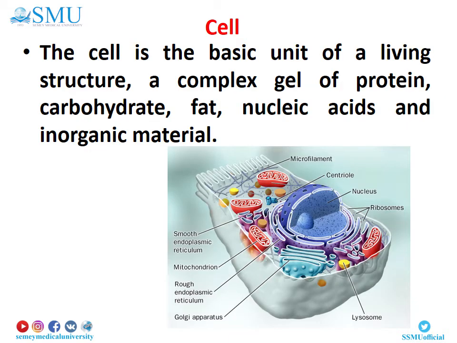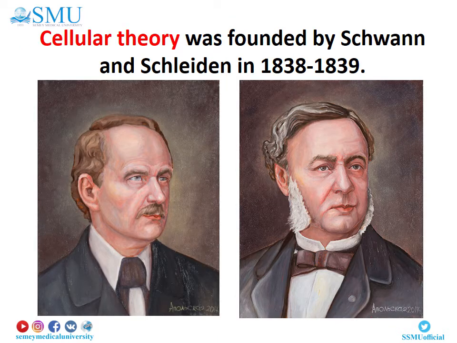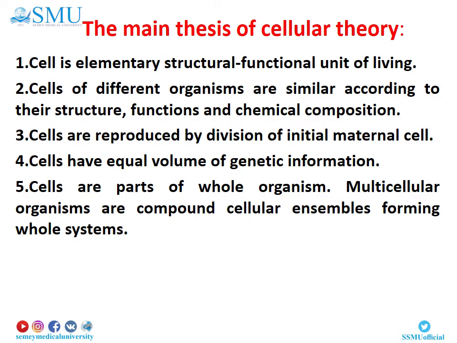Cell. The cell is basic unit of a living structure, a complex gel of protein, carbohydrate, fat, nucleic acids, and inorganic material. Cellular theory. It was found by Schwann and Schleiden in 1838-1839. The main theses of cellular theory are as follows.